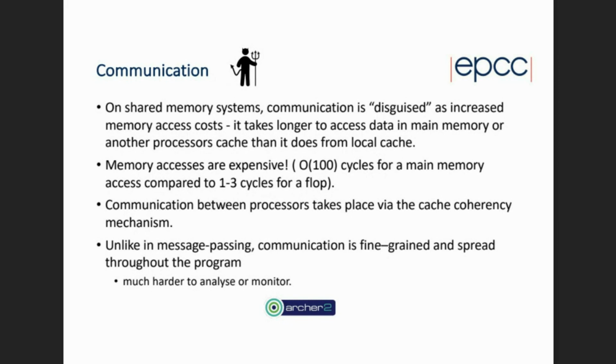Communication between processes or between cores takes place via the cache coherency mechanism in shared memory hardware. The problem is that, in contrast to message passing, the communication is very fine-grained. It's down at the level of individual loads and stores, and it's also spread out throughout the program, which makes it much harder to analyze or monitor, and harder to visualize by looking at a program.